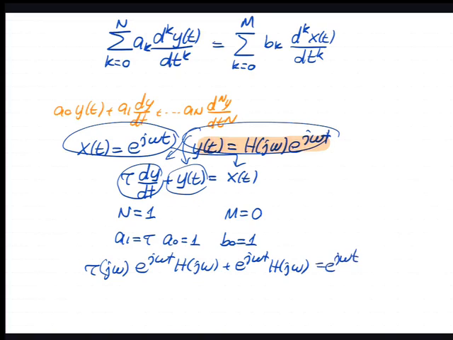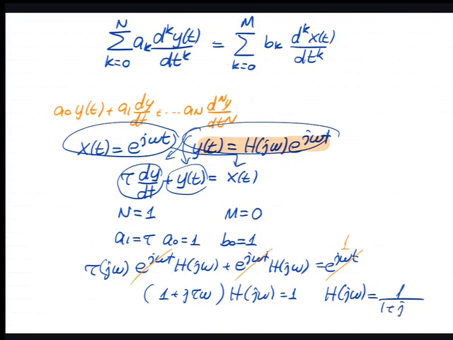So cancel e to the j omega t from all sides. A 1 is left here. Then factor out h of j omega, so you can write 1 plus j omega tau, or however you want to write it, times h of j omega is 1. And that already gives me h of j omega equals 1 over 1 plus j omega tau. Okay? So that's the frequency response. You don't have to do anything other than substitute things, right?